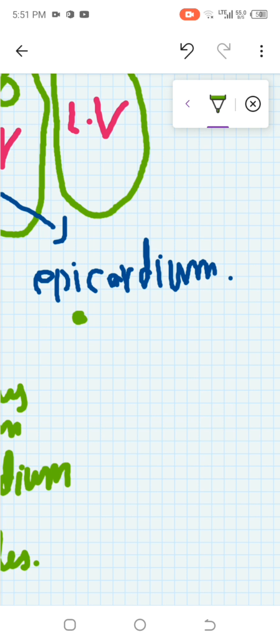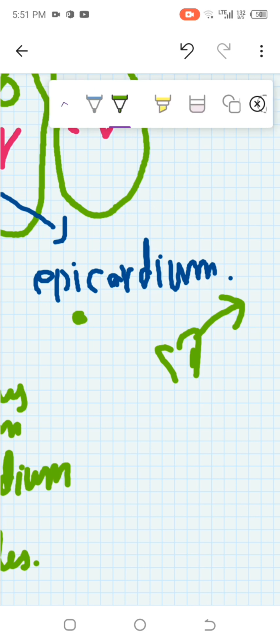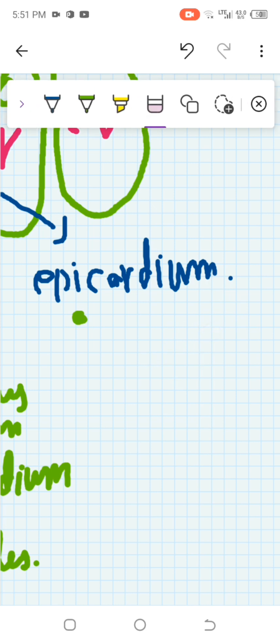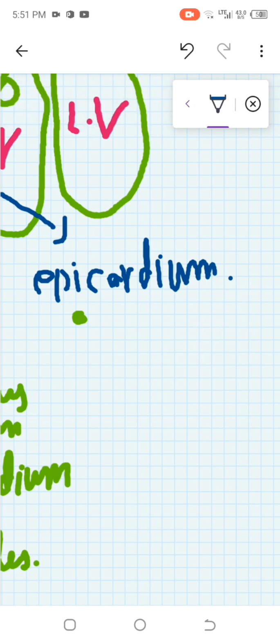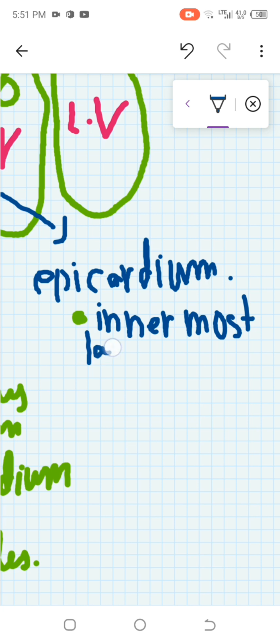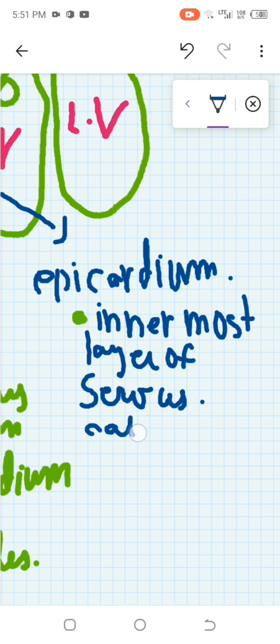Now third we have the epicardium, which is the innermost layer of the serous pericardium, the third layer of the heart. If the heart is present here, the first layer of the heart is the epicardium, after that the second is the myocardium, and third is the endocardium. This is the innermost layer of the serous pericardium, called the epicardium.